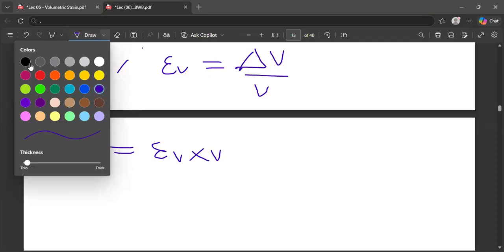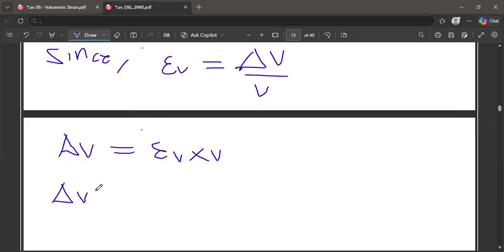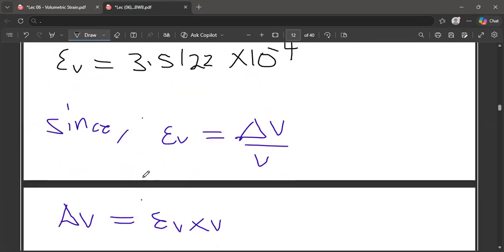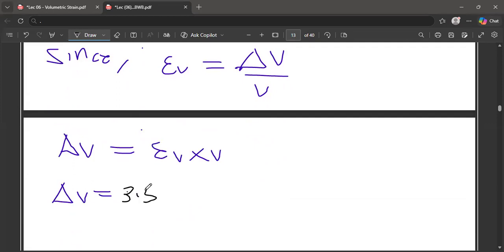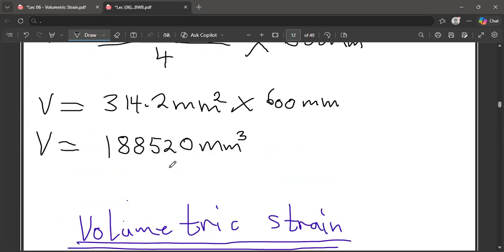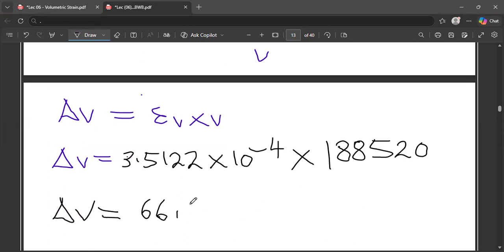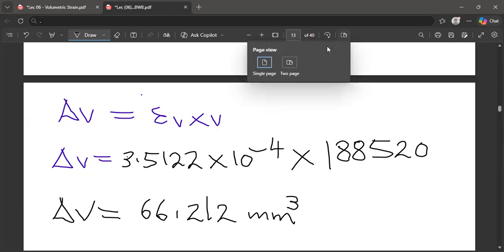Let's quickly do that. Our change in volume is going to be equal to 3.5122 times 10 exponent negative 4, times the volume we calculated, which is 188,520. Let's quickly punch this together, and you realize that finally, our change in volume is equal to 66.212 millimeter cube.